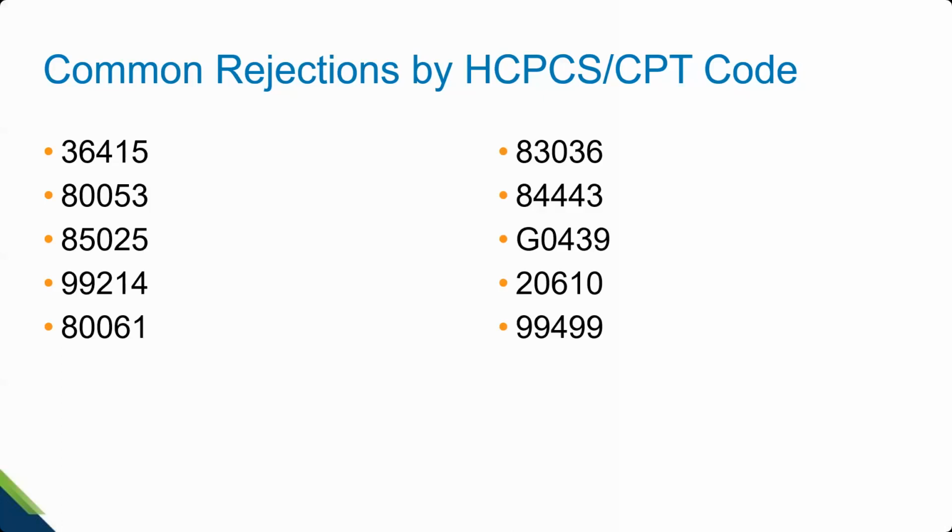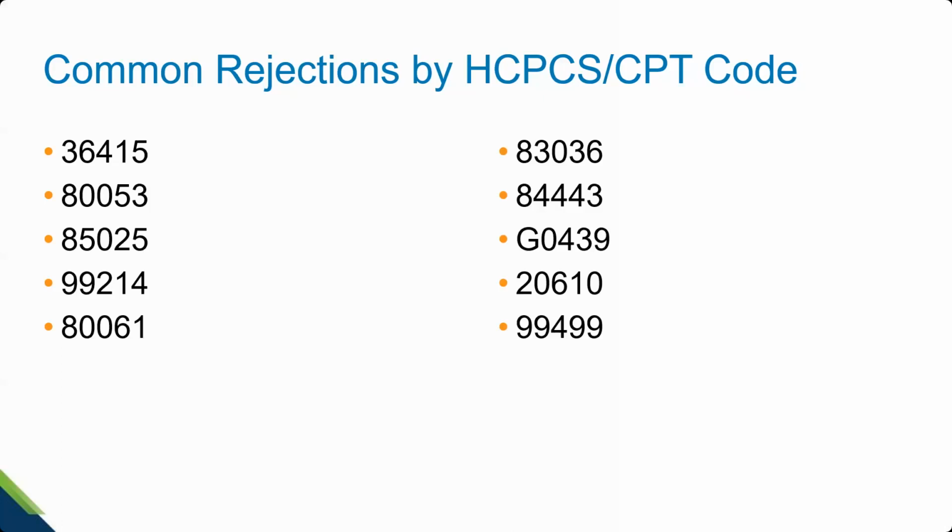The 99499 code is an NOC code, and it didn't hit the list of most commonly rejected or reasons for common rejections, but it is an NOC code, and we do have published on our website instructions for when you're billing a not otherwise classified code.